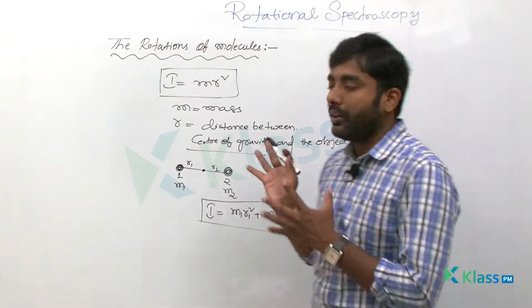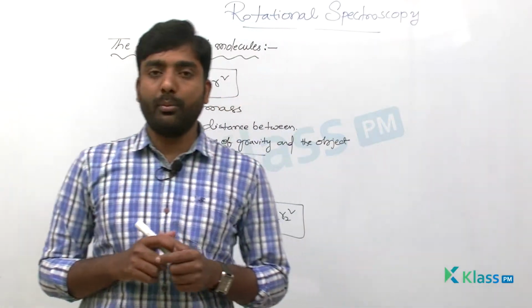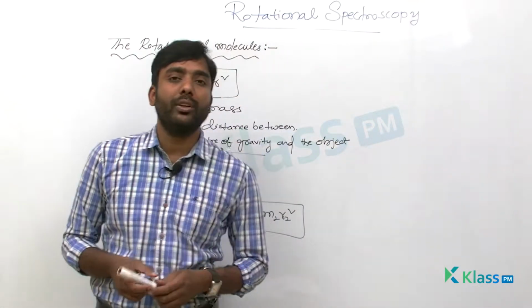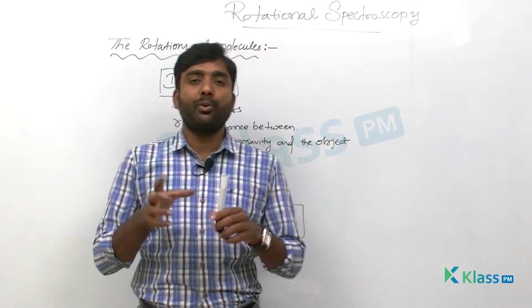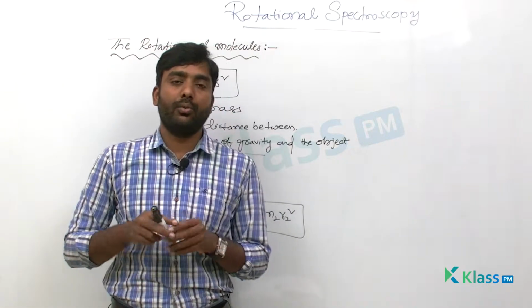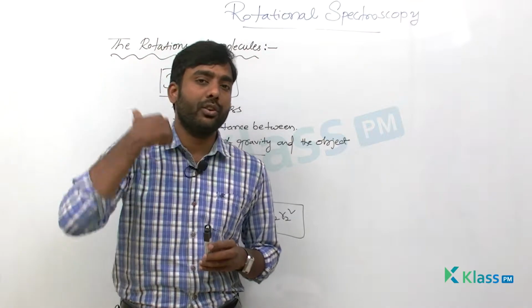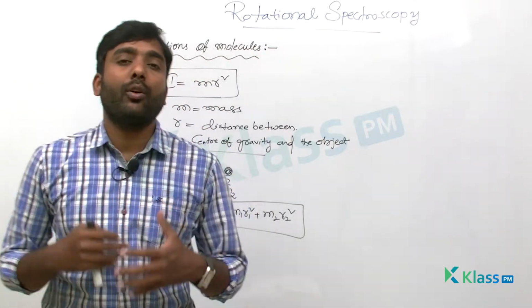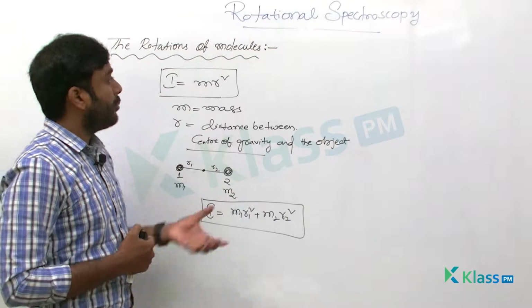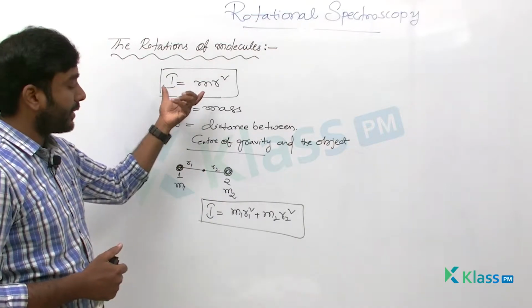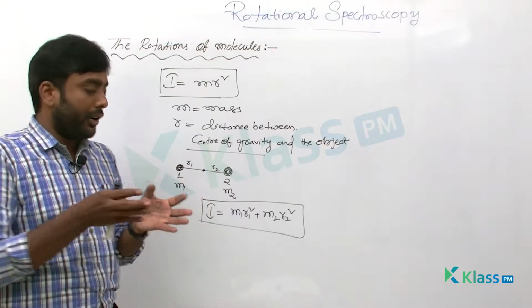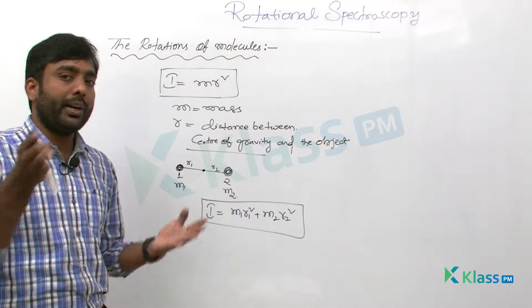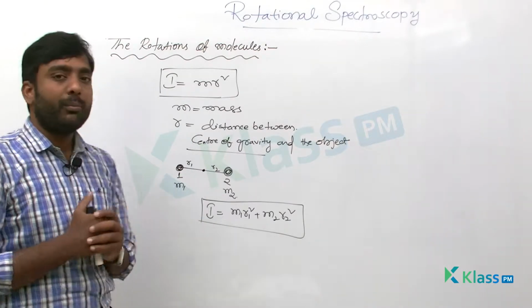Now I hope you understand the moment of inertia. What is the moment of inertia? In simple terms, you can say it is like a torque, the force which puts an object in rotation. The force required to put an object in rotational motion, or its angular acceleration, is related to the moment of inertia. That is for a single particle, and for two particles rotating, this is the formula you can use.